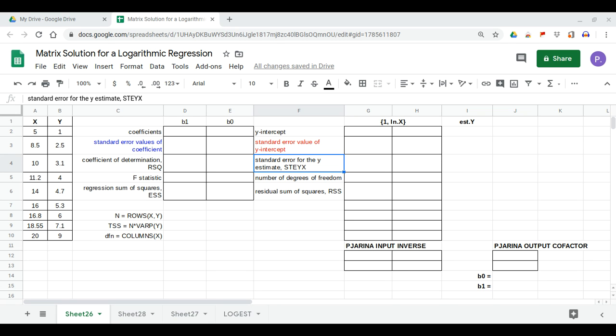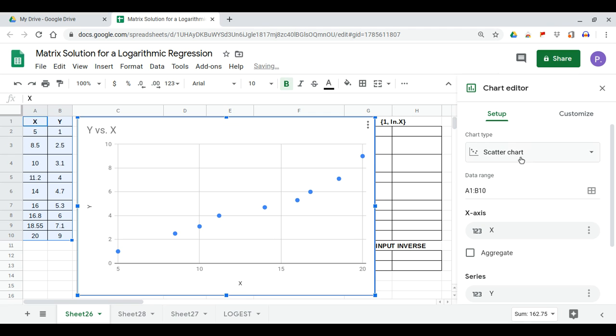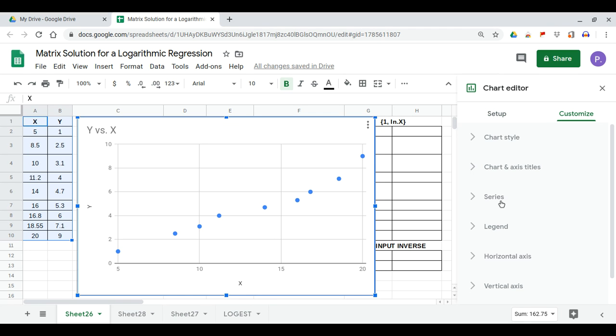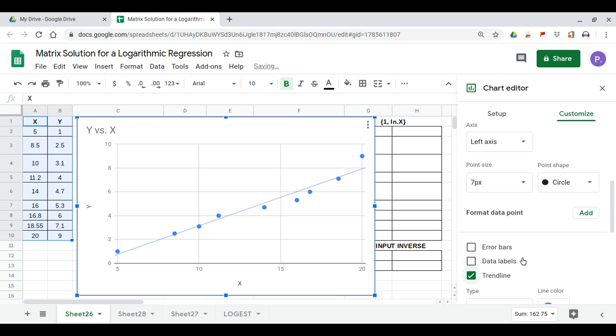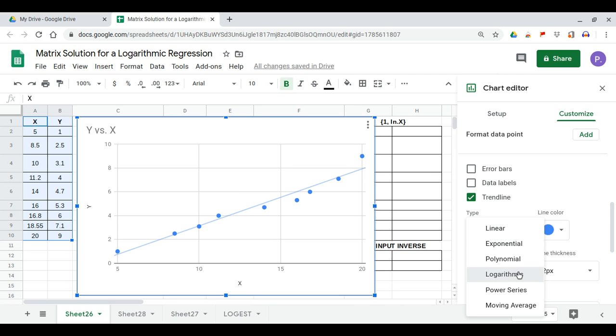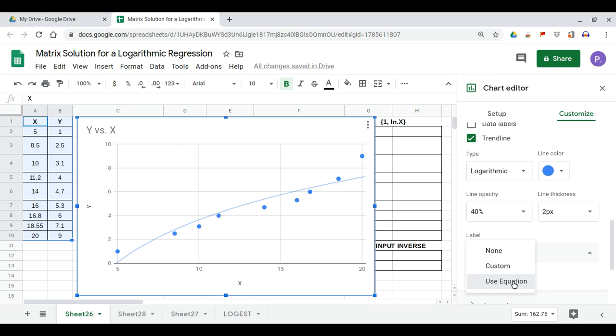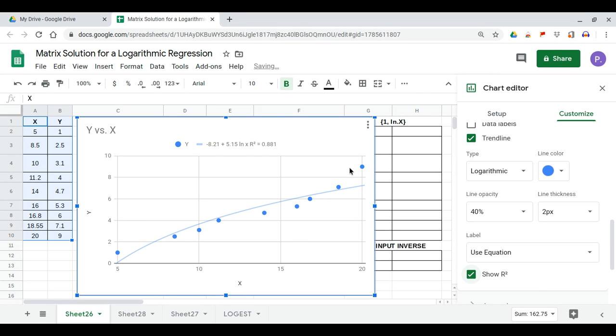Hello, in this video, we'll determine the matrix solution for logarithmic regression of this dataset. Here, we start with the logarithmic equation of this dataset, where we choose the scatter chart plot and display the equation as labels. We also show the R-square value.